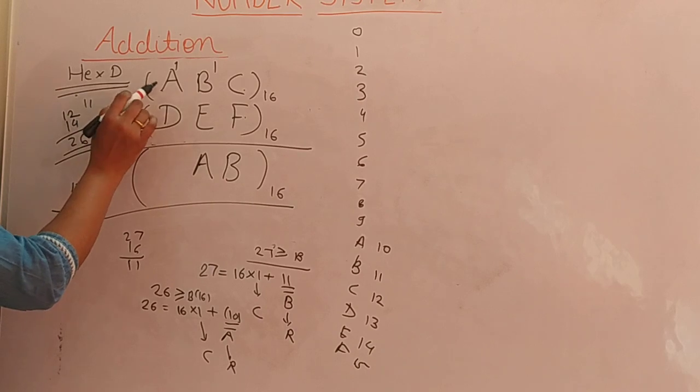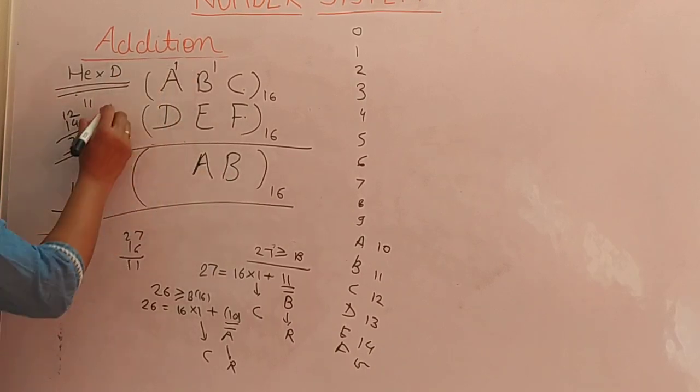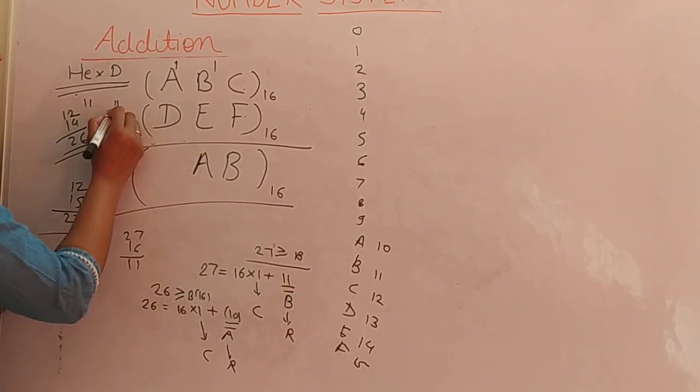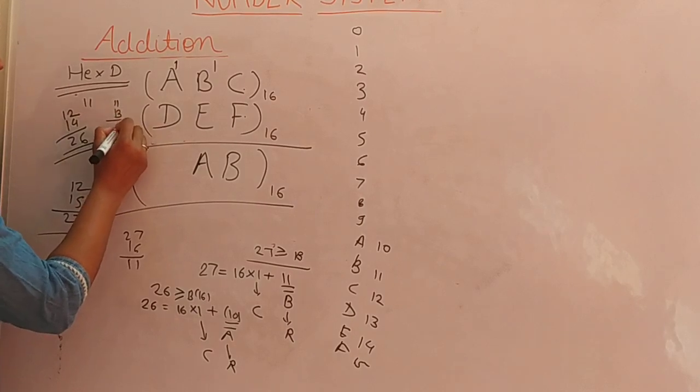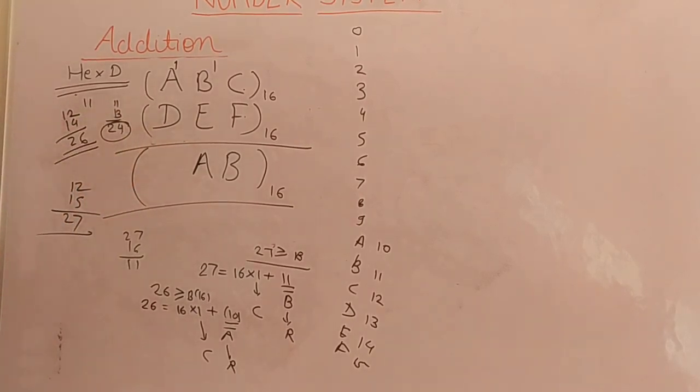Again we'll add A, which means 10. 10 plus 1 is 11, and D means 13. So the answer is 24. It is again greater than the base value of the hexadecimal number system.